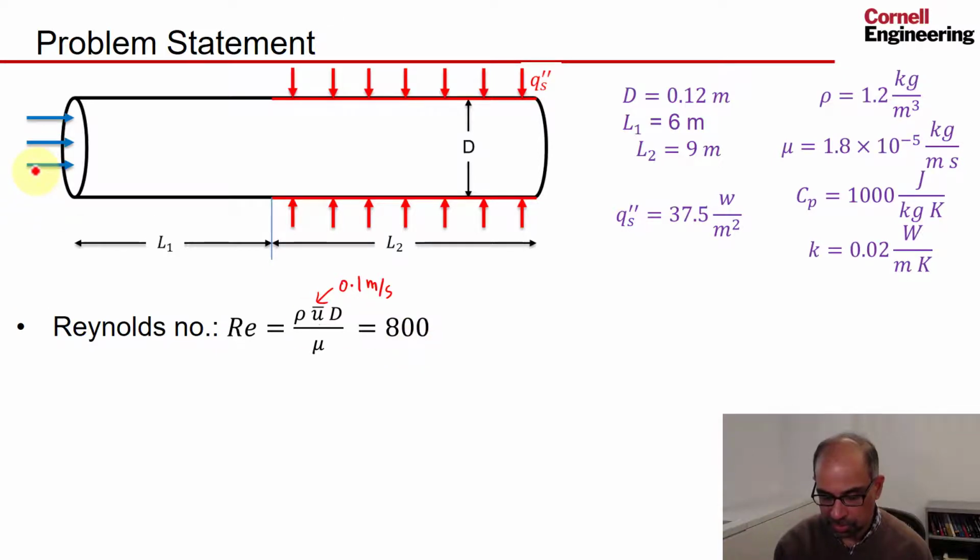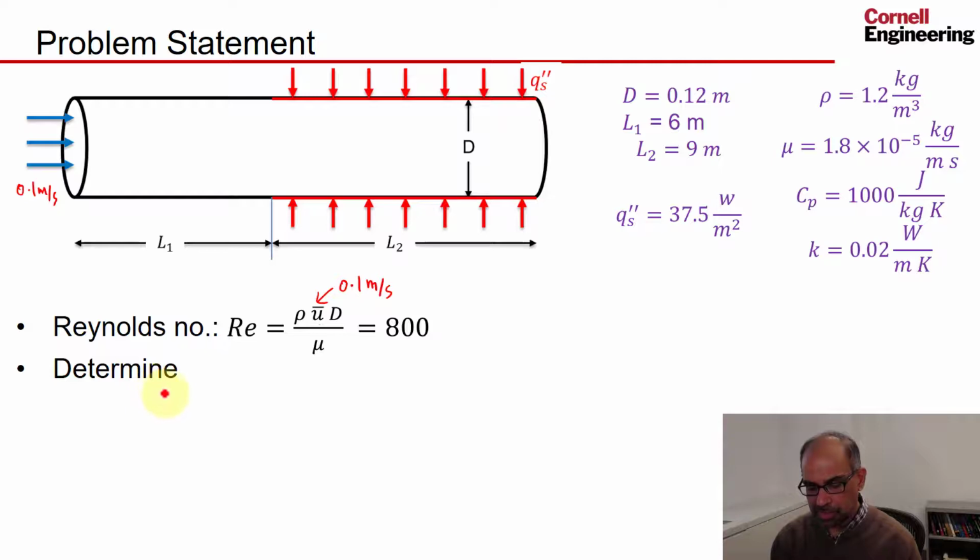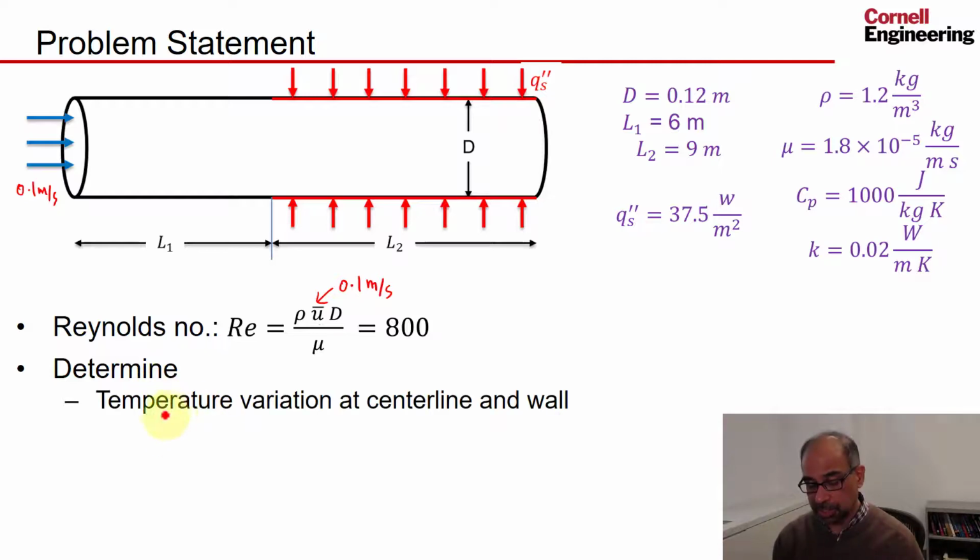And so if we set the inlet velocity, the constant inlet velocity, to be 0.1 meters per second, that means the average velocity there is 0.1 meters per second, and we will get our desired Reynolds number. So if you want to do a simulation at a different Reynolds number, you can just adjust the velocity coming in. And we will determine, among other things, the temperature variation at the center line and wall.